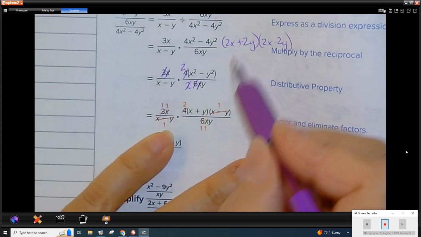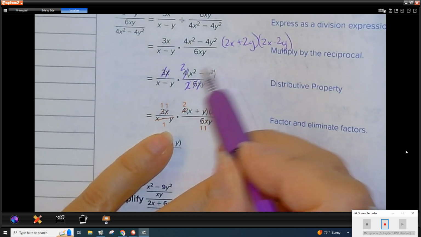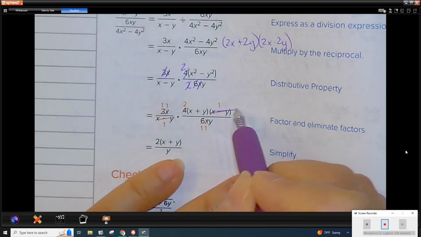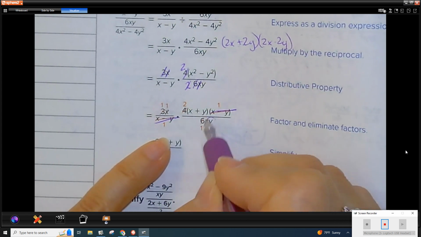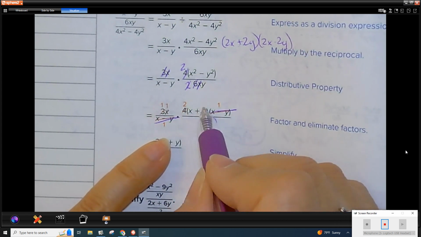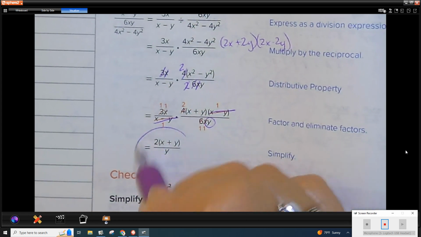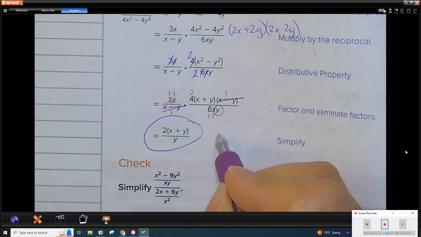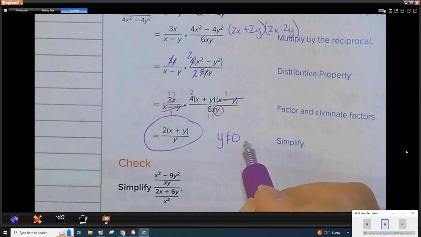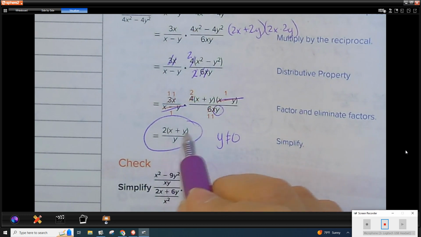So they got x plus y, x minus y, and it cancels with the x minus y. So all this first one canceled. The second one, I'm left with the y and 2x plus y in the numerator. If you wanted to say where it's not true, you could say y can't be 0, but that's not really necessary because we have x and y.